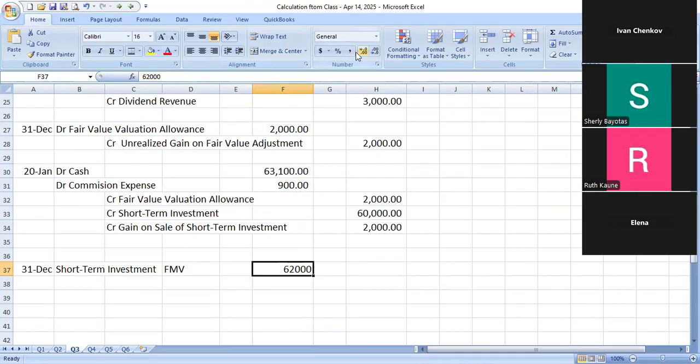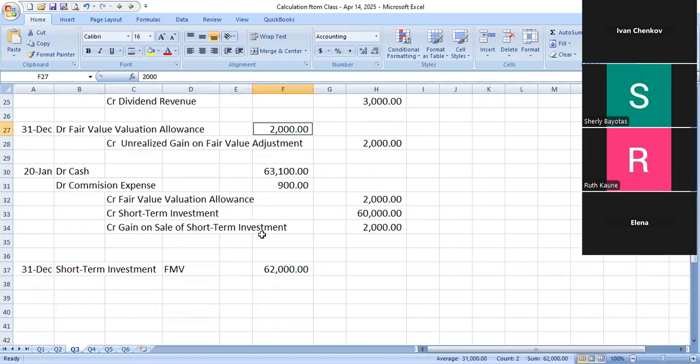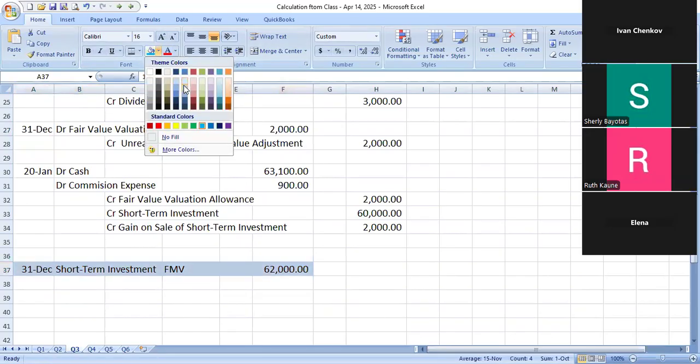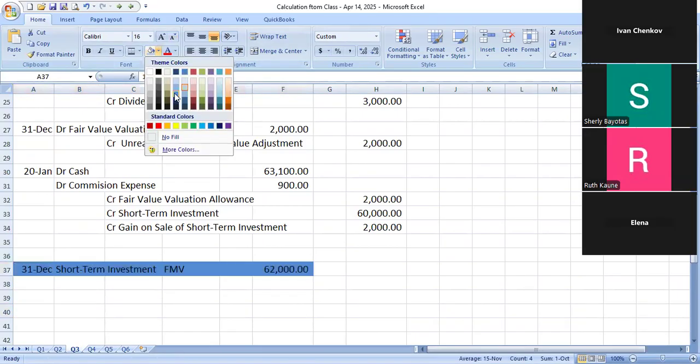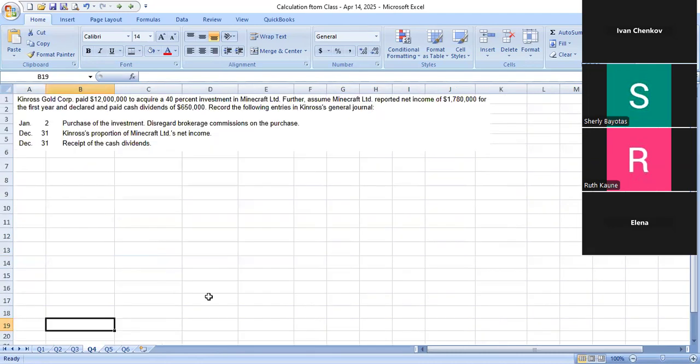Is it 62,000 in fact? Yes, it is. I have 60 original plus the fair value valuation allowance of 2,000 on the debit side, which increases my balance on my investment to $62,000. So this will be your answer for what's sitting on the balance sheet. Make sense? Yep. Let's move to the next question then.